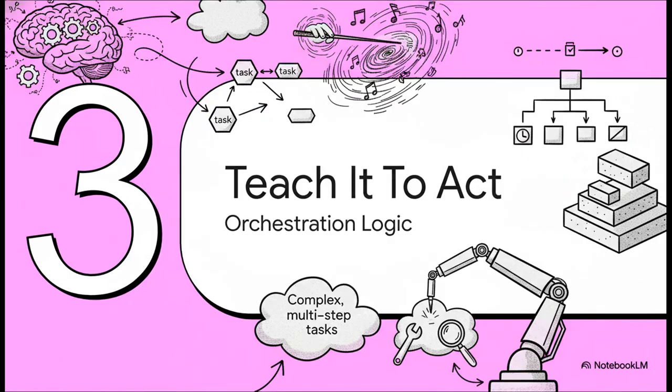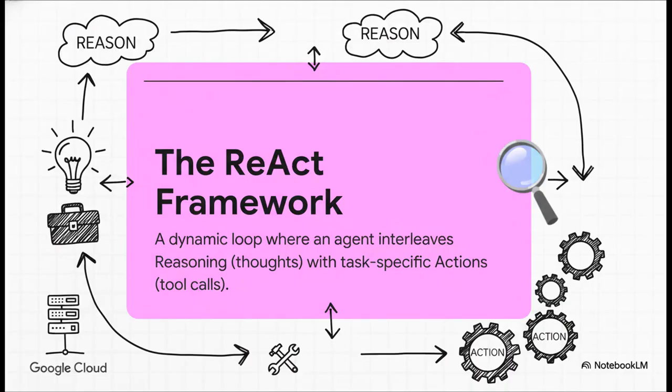Okay, so we've picked out the brain. Now, we need to build its executive function. A brain isn't much good if it can't do anything, right? This is where orchestration comes in. It's the logic that lets an agent actually plan and execute complex, multi-step tasks. And the core pattern for this is a framework called ReAct. The name says it all, really. It stands for reason plus action.